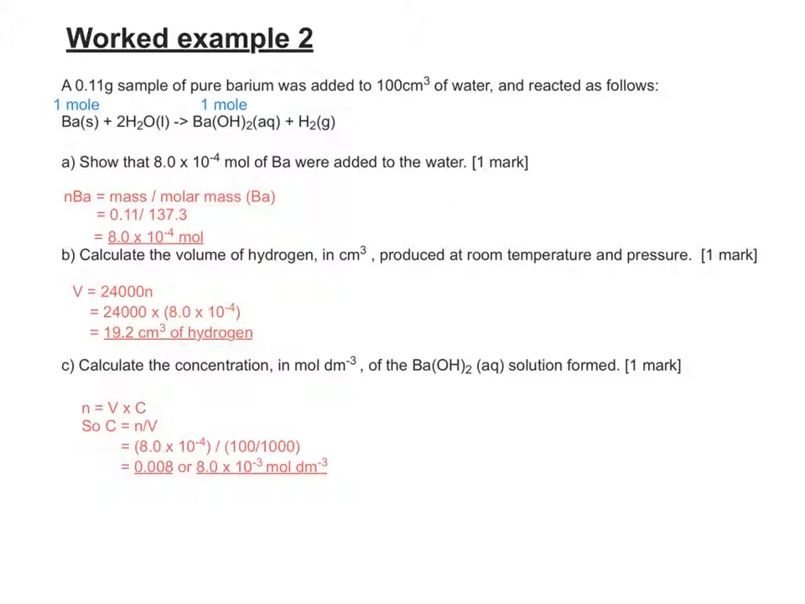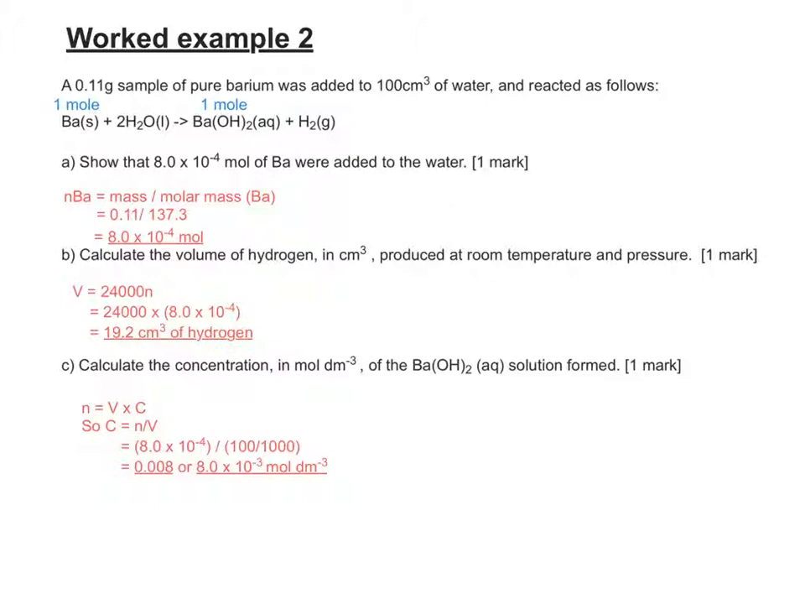So I take the volume as 100 centimetres cubed of water. Don't worry about the hydrogen that's given off. It's negligible in terms of the volume of water it came from. So what you do now is you take your 100 and you divide it by 1,000 to convert it into decimetres cubed, because your volume in n equals V times C has to be in decimetres cubed. So that gives us 0.008, or in standard form 8.0 times 10 to the minus 3.